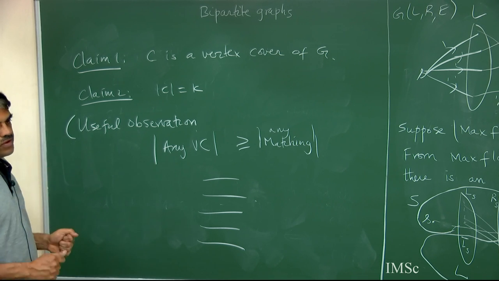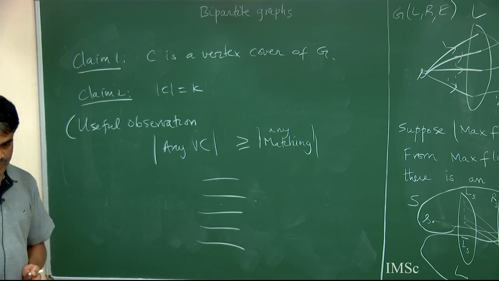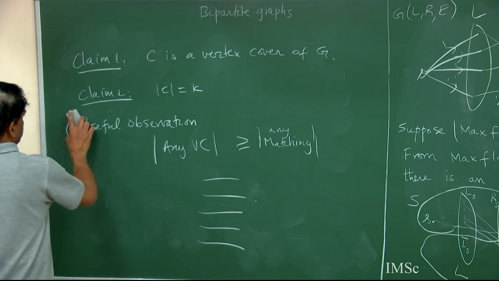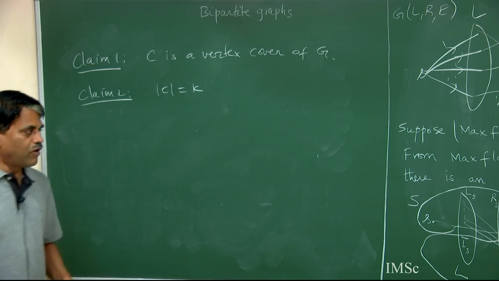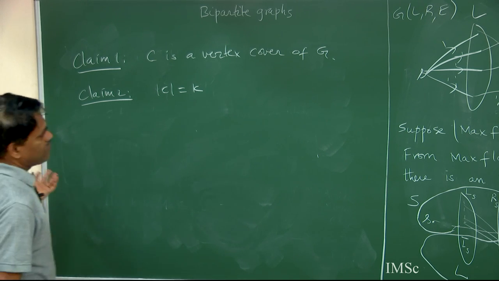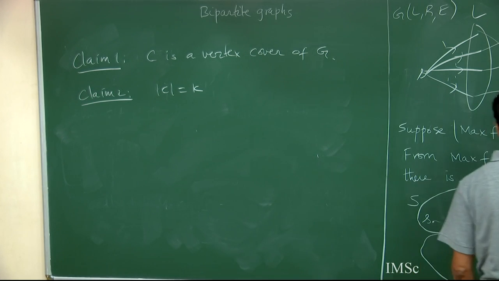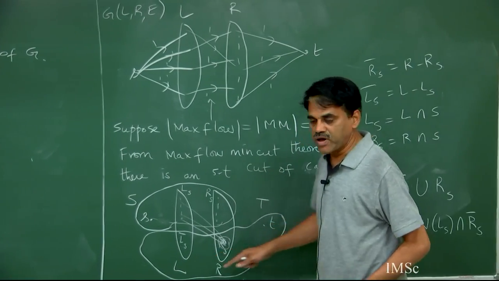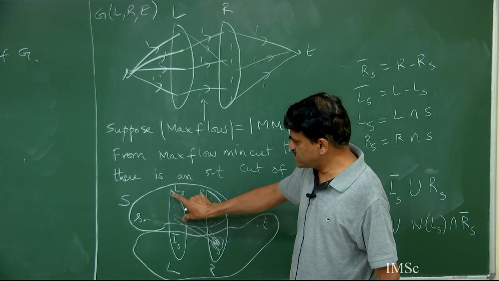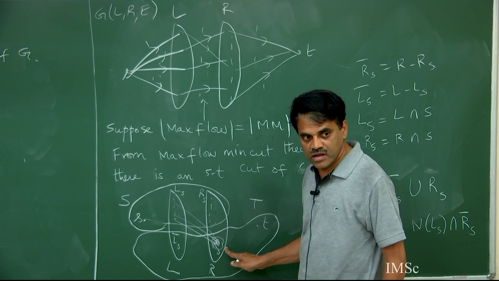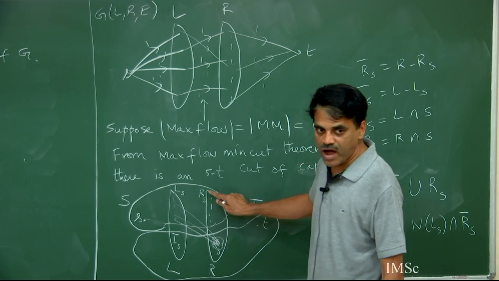Okay, so if I prove these two claims, I would have shown that minimum vertex cover size is equal to maximum matching. Good. So which one is easy? Well, both are easy actually. How do I show that C is a vertex cover? Every edge should be covered, that's all we have to show. Any edge incident on LS bar is covered by LS bar because I am picking it into the solution. Any edge incident on LS where the other endpoint is here is covered by this, and any edge incident on RS is covered by RS, and that's all the edges.